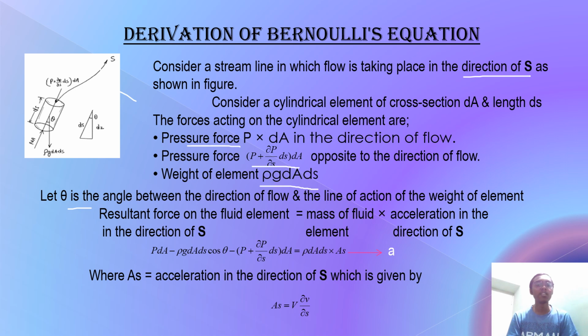The expression for this is: the resultant force on the fluid element in the direction of S is equal to the mass of the fluid element into the acceleration in the direction of S. As we know, the resultant force is the addition of all these expressions, so we get PdA minus rho g dA ds cos theta minus P plus del P by del S into ds into dA is equal to rho dA ds into acceleration a_s, where acceleration in the direction of S is given by V into del V by del S.